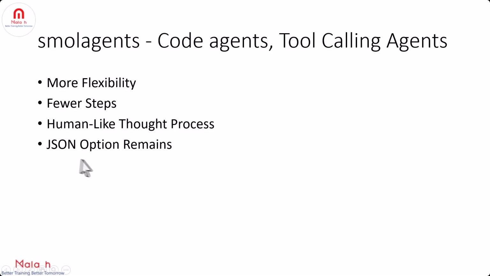Okay. And the next one is that the JSON option remains, right? So of course smolagents still supports the classic JSON-style tool calls via the tool calling agent. So use tool calling agents for simple or more constrained tasks, but the default agent is the code agent. Okay, so for simple tasks go for tool calling agents, and for complex tasks you can use code agents.